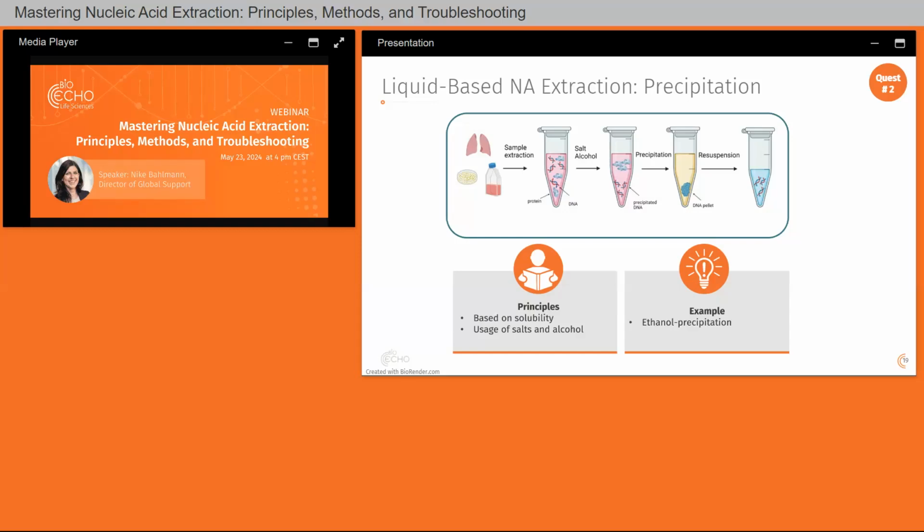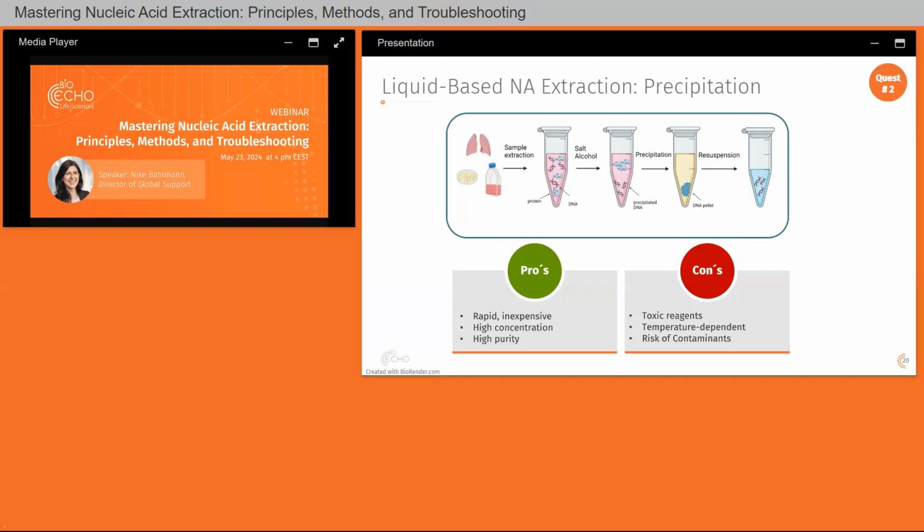Once we have the DNA pelleted down, we aspirate all the mix, meaning the salt and the ethanol, and then we have a nice pellet. We can wash the pellet then and directly resuspend it in the liquid we want. This is a very old, but still a very good method. People working with plasmids are using this, for instance. And as I said, the principle is solubility. By using salt and alcohol, we get our DNA precipitated, and then we can resolve it.